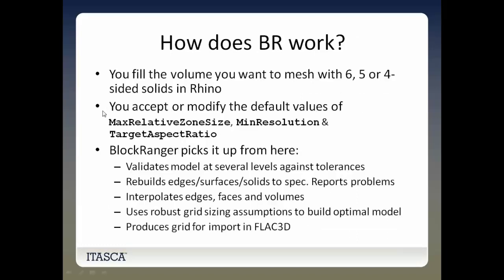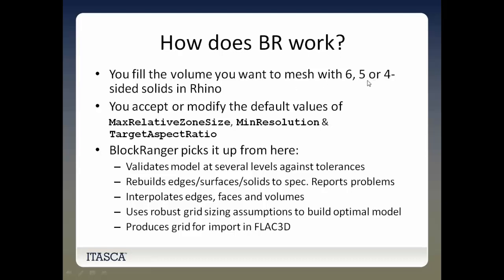How does BlockRanger work? Basically, you fill the volume that you want to mesh with certain types of solids. These can be very different solids, but they have to be 6, 5, or 4 sided solids. So these are solids that look like a deformed cube, a deformed prism, or a deformed tetrahedron. But each of the faces could be a very complex surface. It could be a whole topography, or it could be a lofted surface.